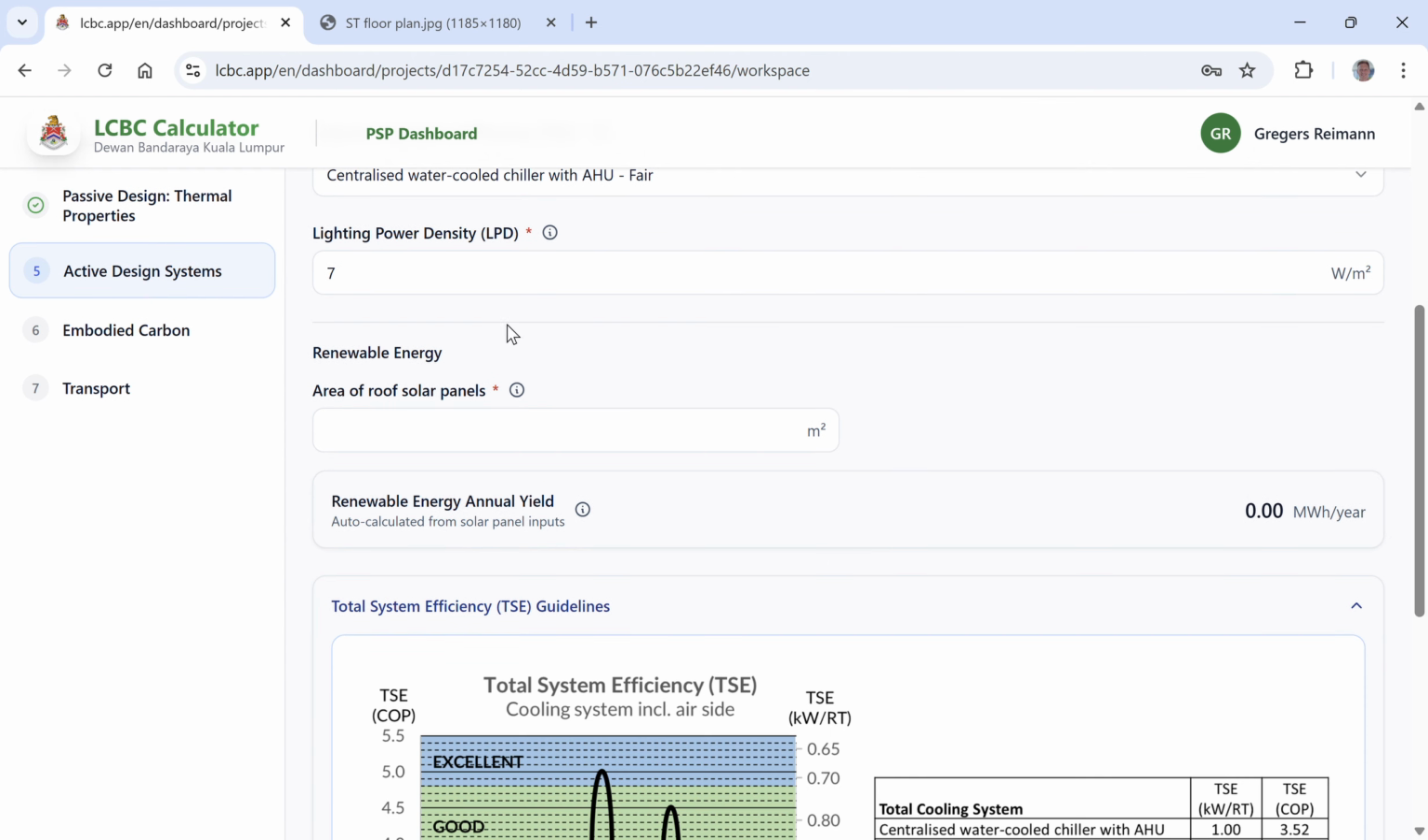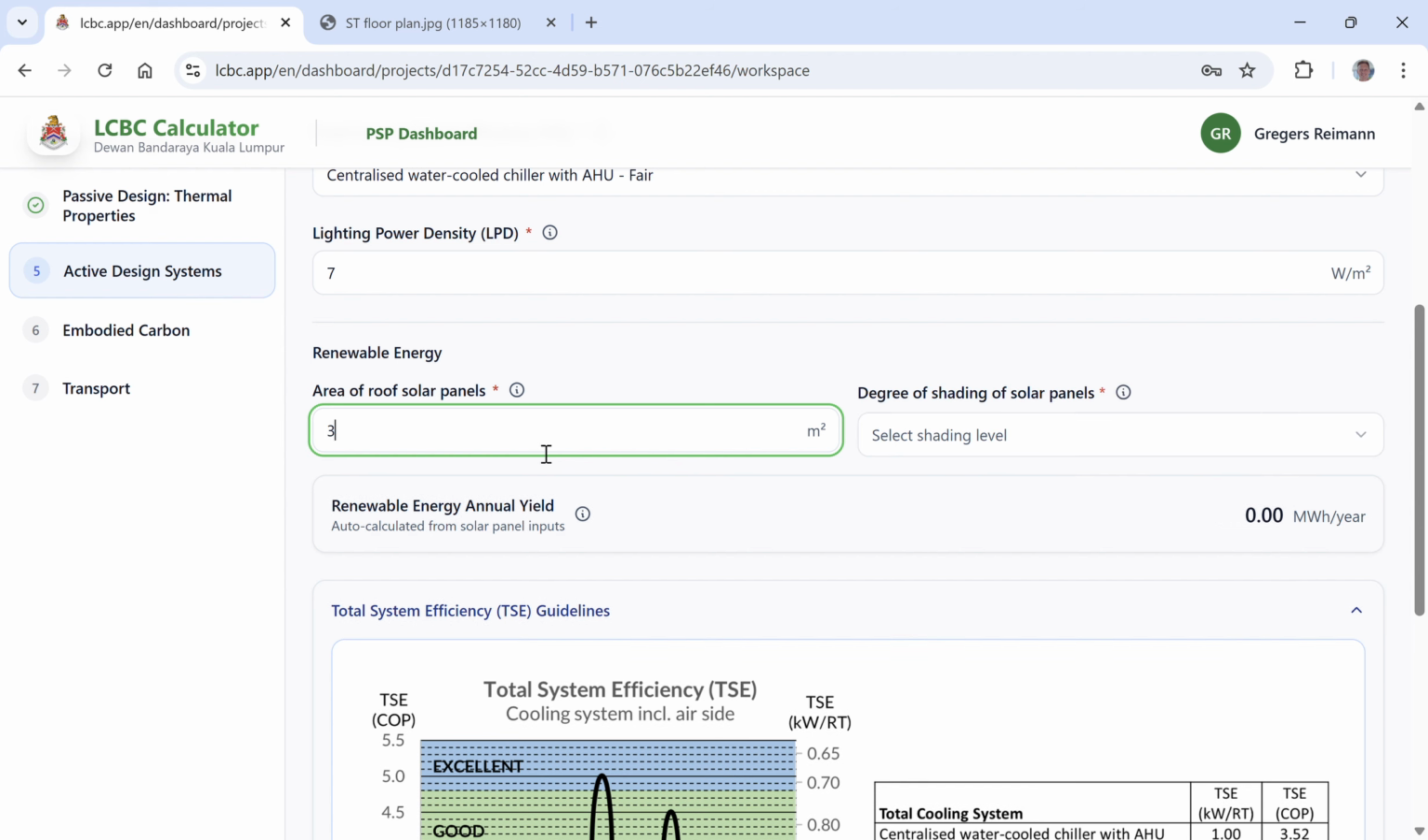On the electric side, we also have renewable energy, and we are interested in knowing what is the total area of solar panels installed on the roof. So in this case, we have 300 square meters of solar panels.